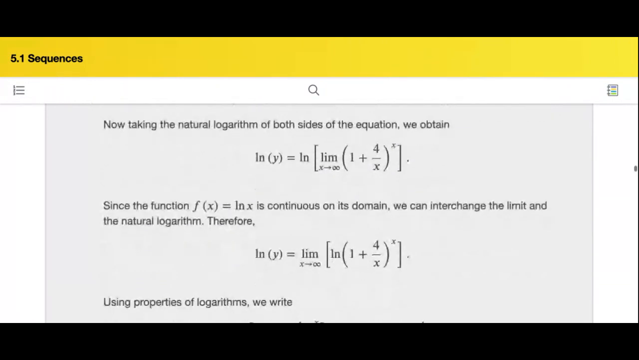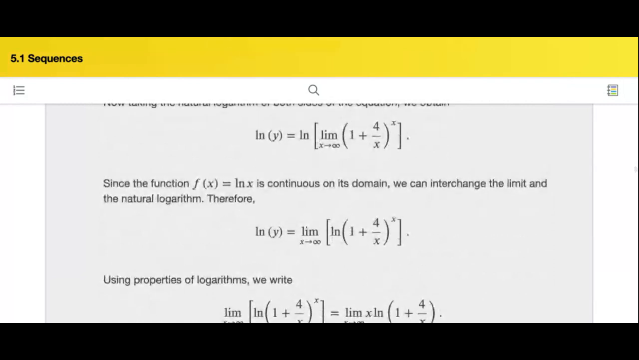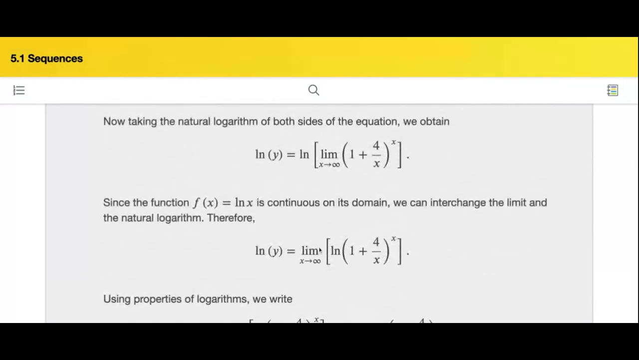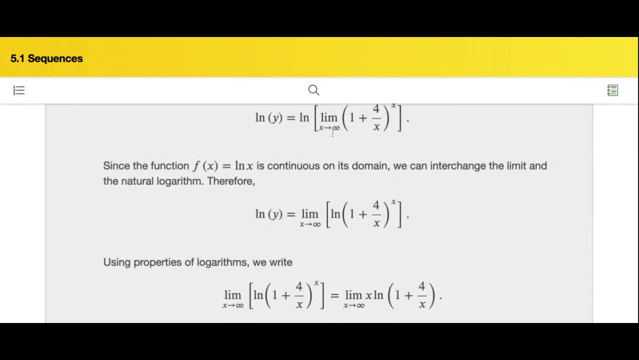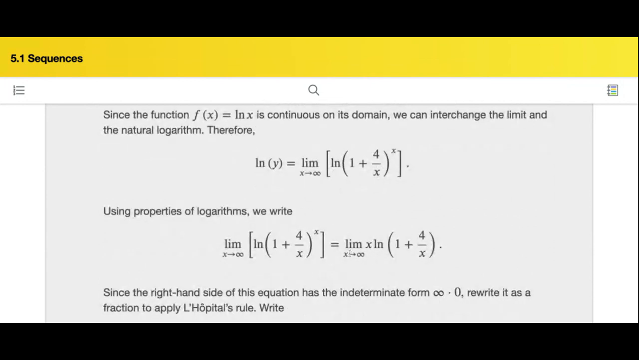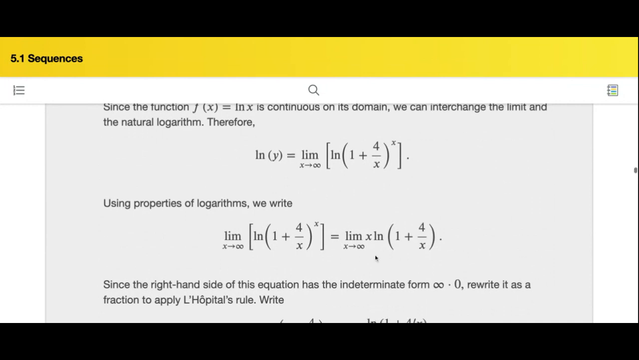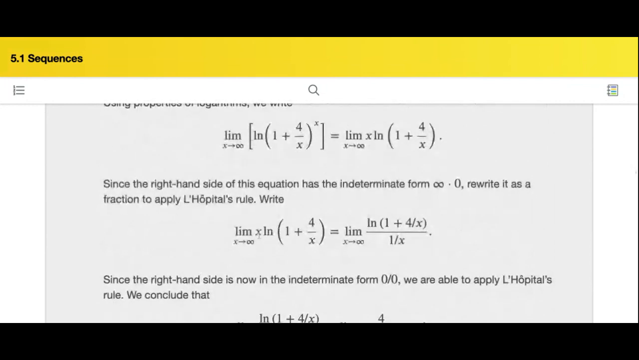Because we can pull the exponent x up front of the log. So take the natural log on both sides. The log of a limit equals the limit of a log, so we can switch those two. When we take the log of this raised to the power x, we can pull x up front. So that equals the limit of x times ln of this. Then we can split that, right?